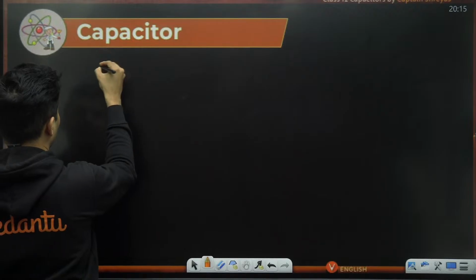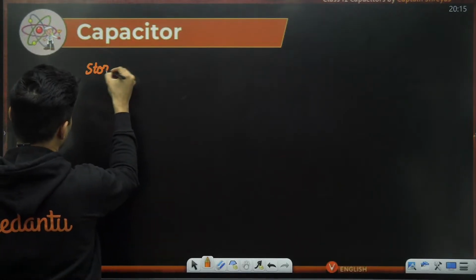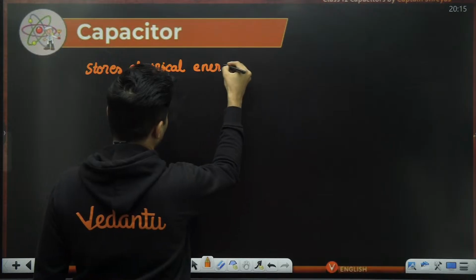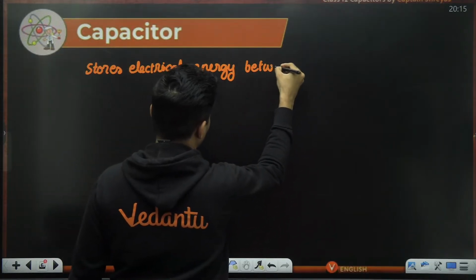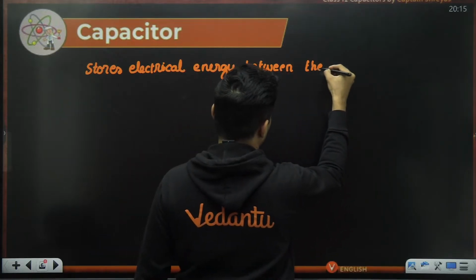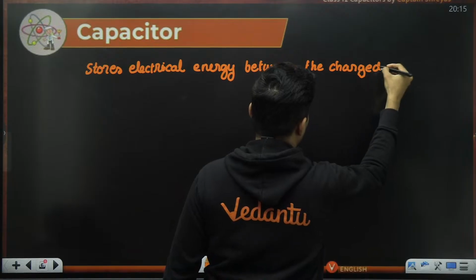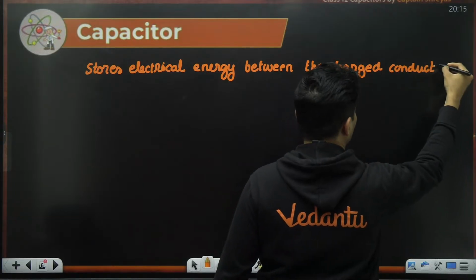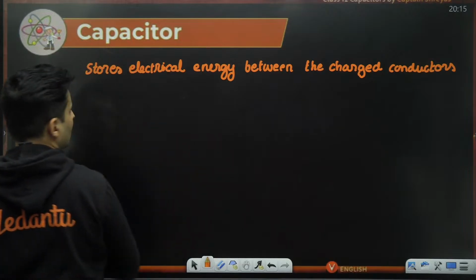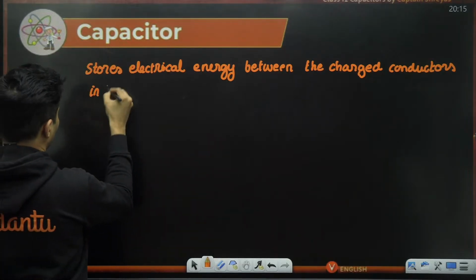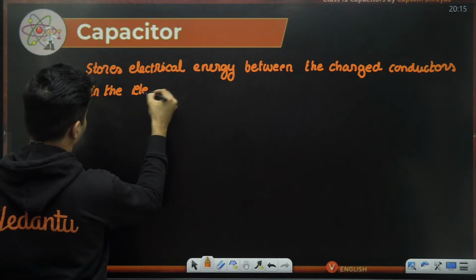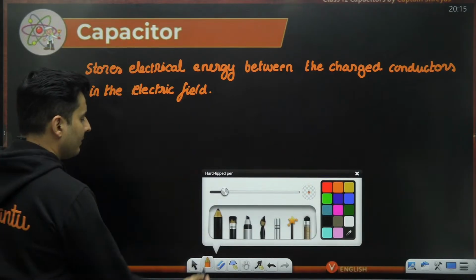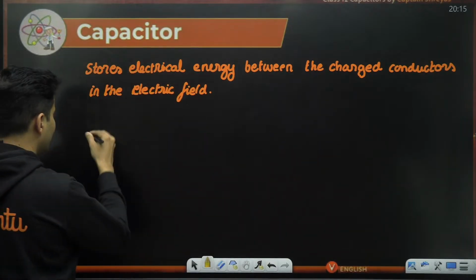So, a capacitor basically stores electrical energy between the charged conductors in the electric field. So that is what can be said. What is a capacitor?